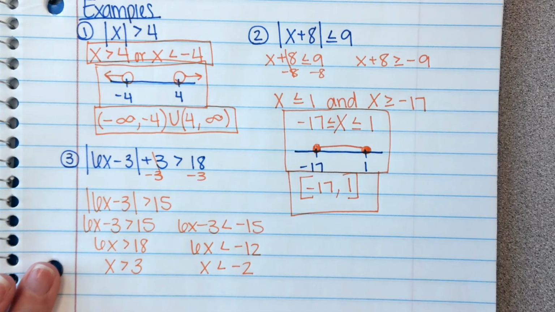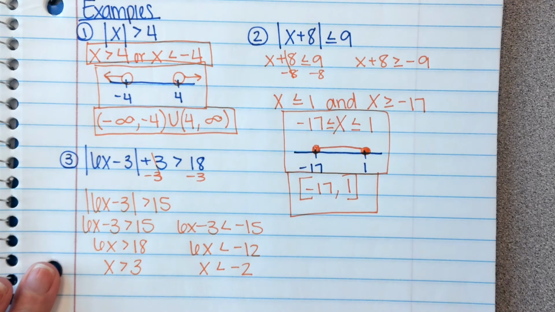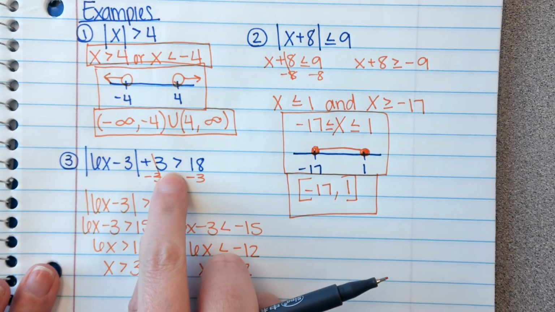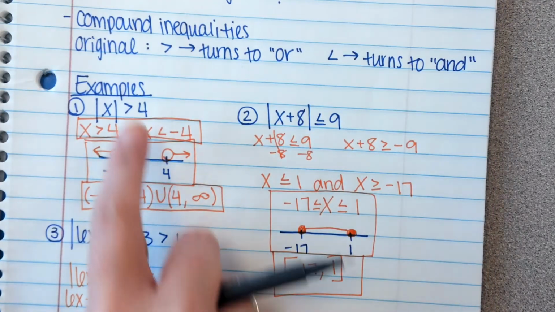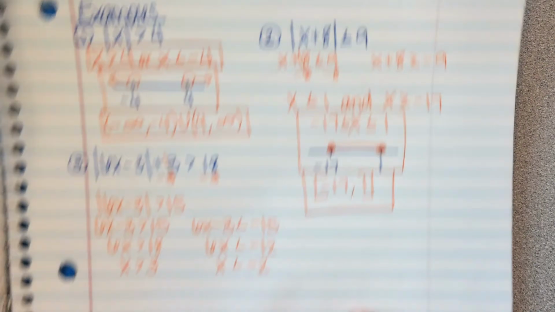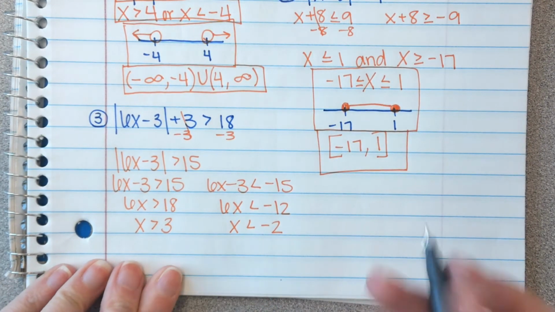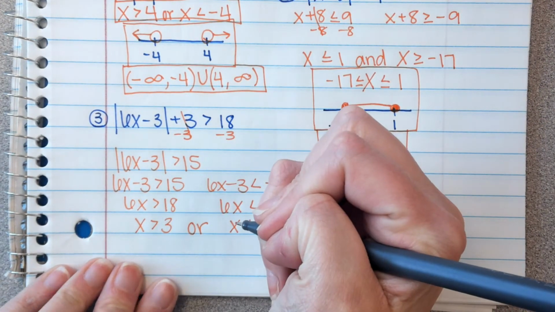So again, we have to know if this is an or an and. If it's or, we can stop and graph. If it's an and, we've got to put our inequalities together and then graph. Okay? So our original problem was greater than. So greater than turns to or. So it is greater than 3 or less than negative 2. Okay?